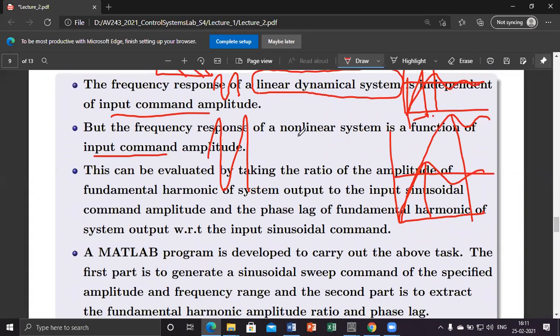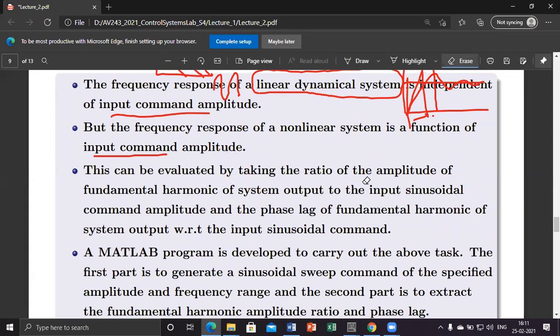But that will not be the case for a nonlinear system. Hence we cannot use the Laplace transform concept to derive the frequency response of a nonlinear system. We have to go for a numerical approach. How will we do that? We will evaluate this by taking the amplitude of the fundamental harmonic of the system output to the input sinusoidal command. So we are going for an equivalent definition of frequency response.